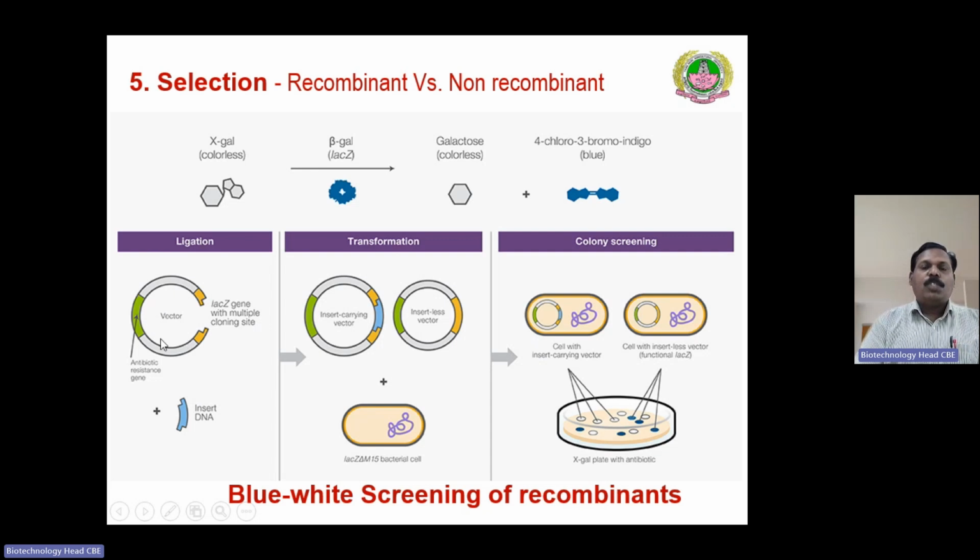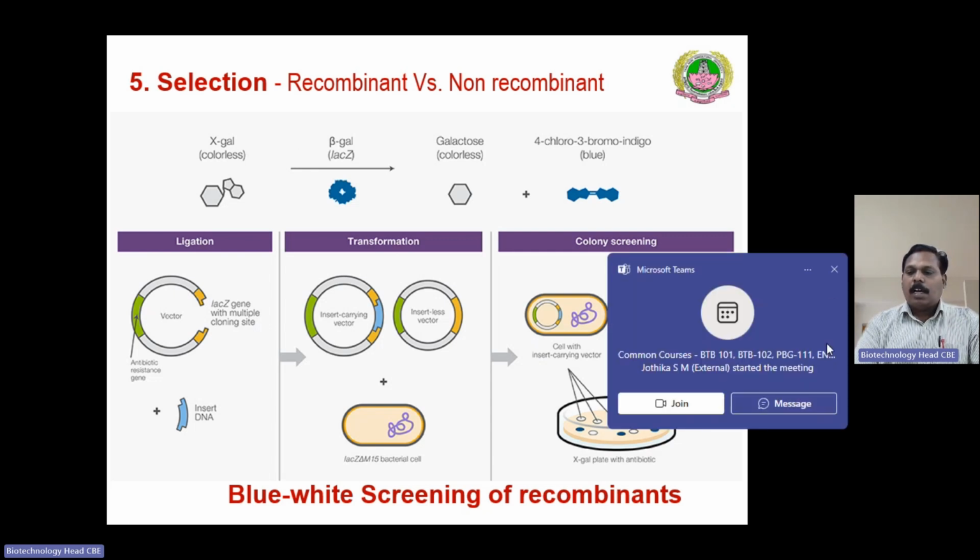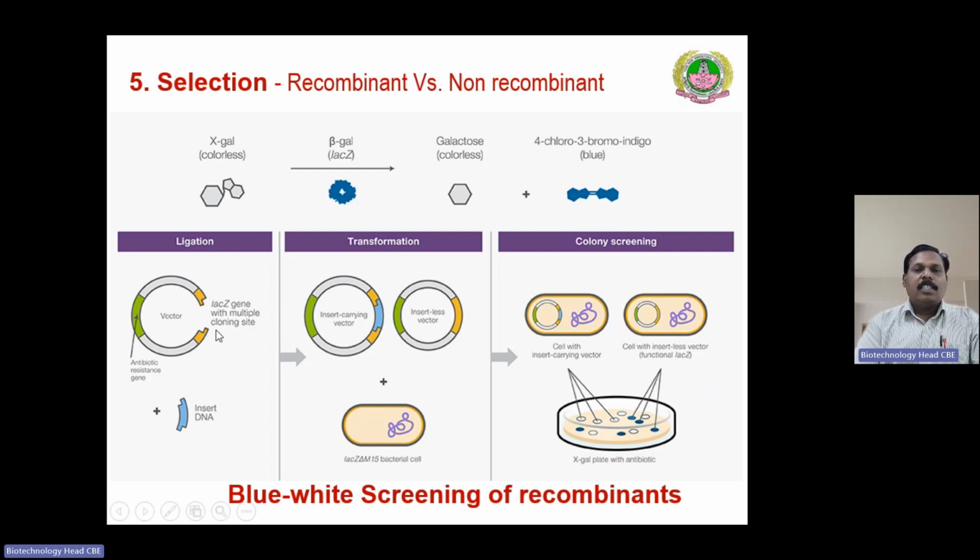So here you can see we are choosing a vector system which contains a lac-Z gene. The lac-Z gene codes for the enzyme beta galactosidase. You can recollect your lac operon concept, where there are three structural genes, lac-Z, lac-Y, and lac-A. Among these three, lac-Z codes for beta galactosidase, which would break the lactose and convert it into simple sugars, glucose and galactose. So the same lac-Z gene is in the vector here, and this lac-Z gene has multiple cloning sites, which are used for cloning the foreign DNA fragment.